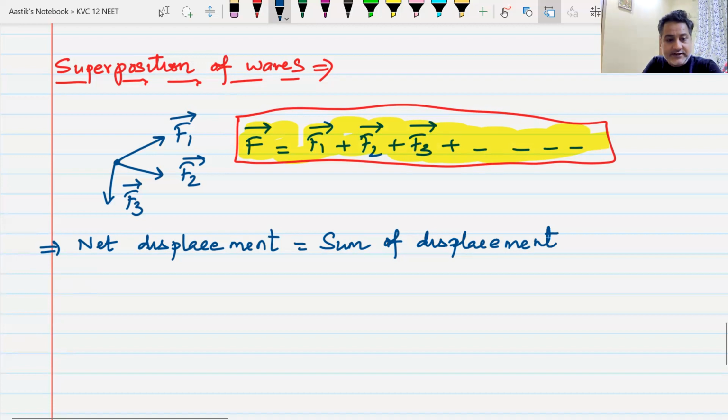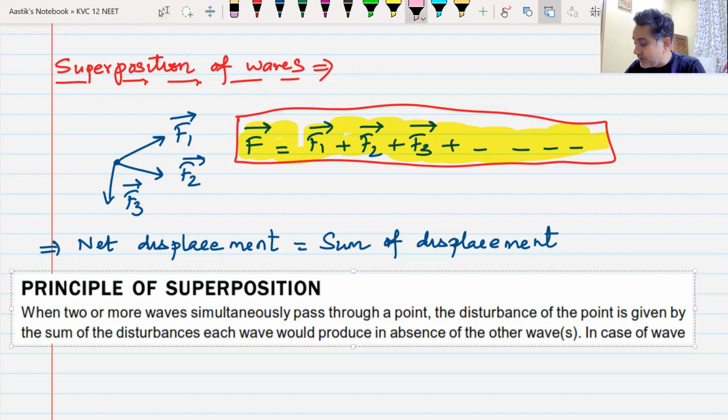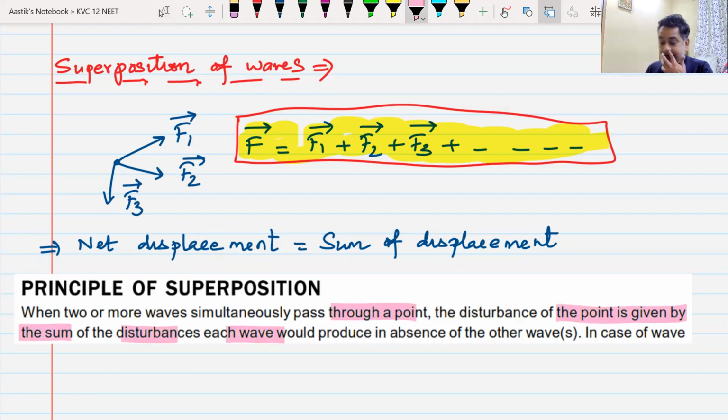Yes, sir. So you can note this down because this is what you might require. Principle of superposition. This principle of superposition states that when two or more waves are traveling simultaneously in a medium or they are passing through a point in the medium, the disturbance of the point is given by the sum of the disturbance of the wave.